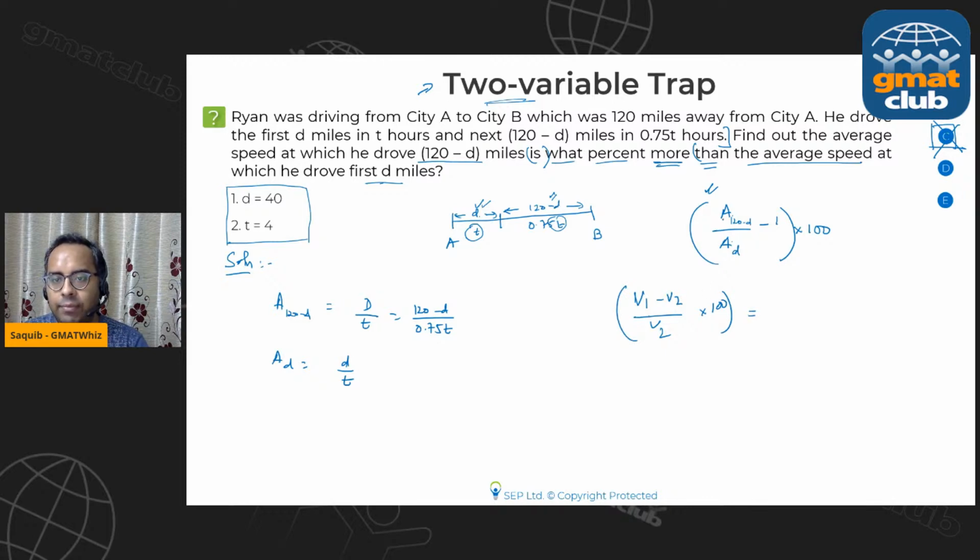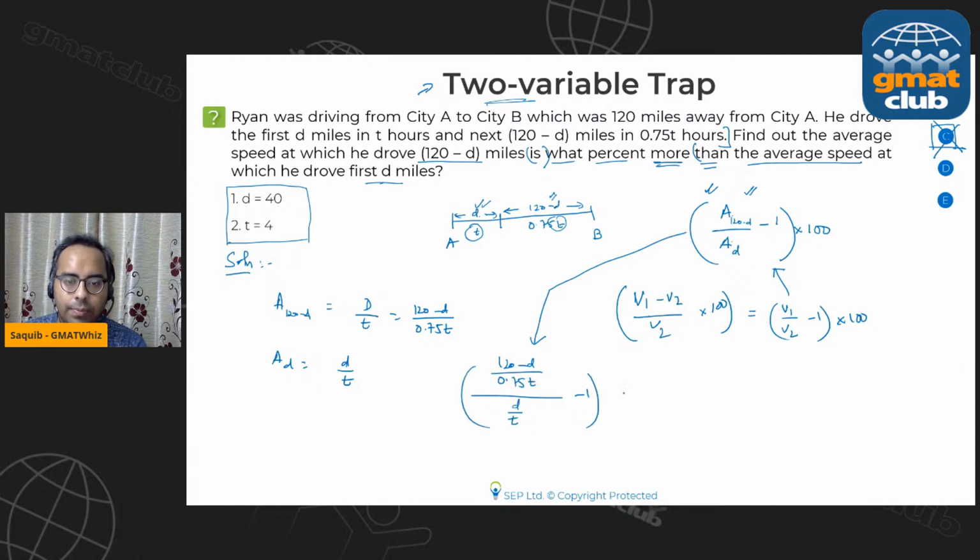But whenever I'm looking for a ratio, I break it down like this because I don't want to do the subtraction. So if I want to find the percentage more, I'm going to use this. I'm just telling you how I got this expression. Instead of writing percentage more like this, I'm breaking it down this way. Now you substitute the values: 120 minus d by 0.75 t, divided by d by t, minus 1, times 100. And notice that the t would get cancelled out. You would be left with 120 minus d by 0.75 d, minus 1, times 100.